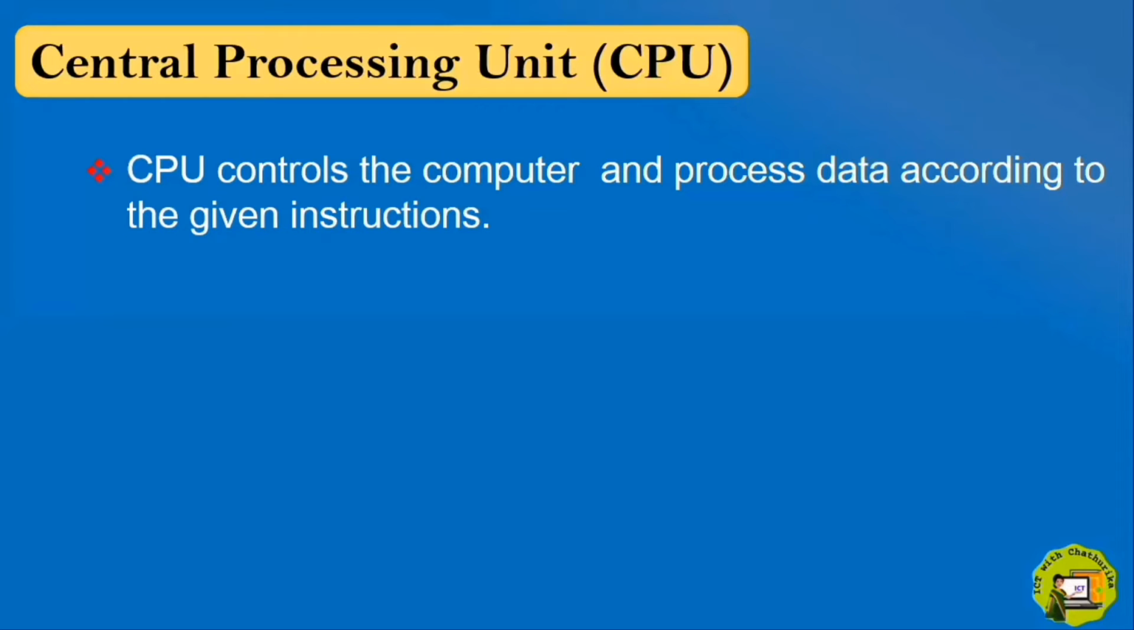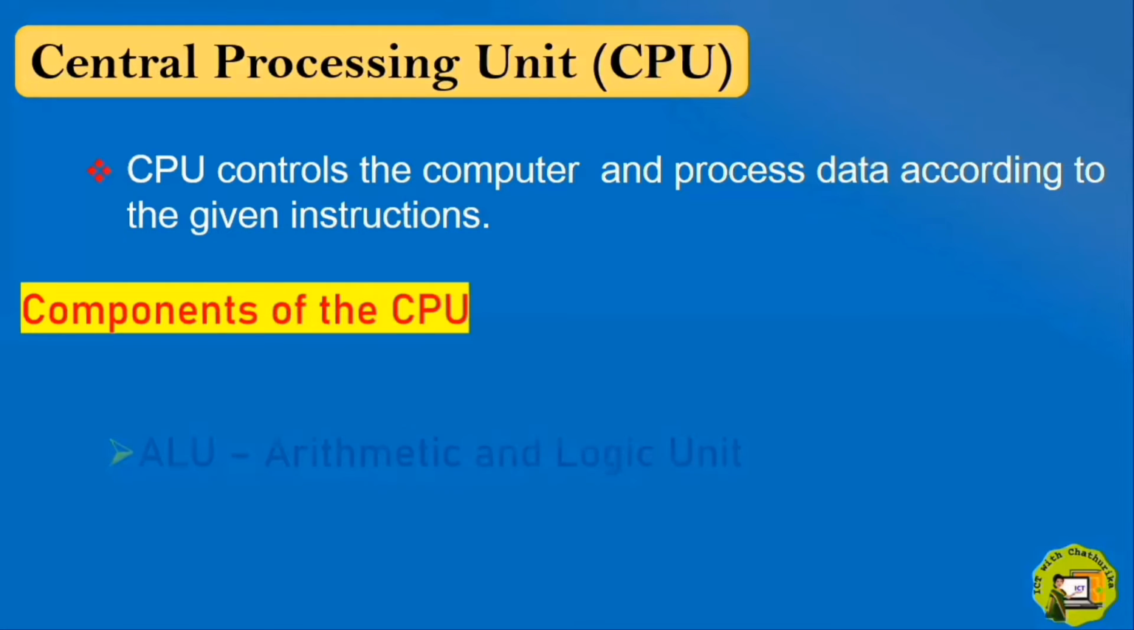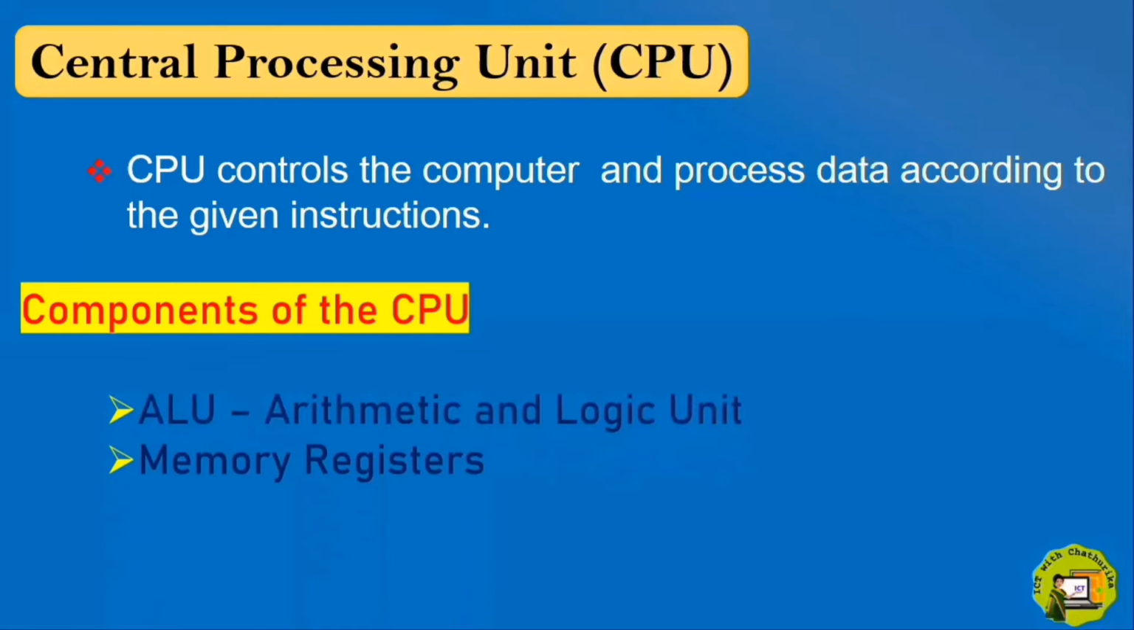There are three components of this CPU. First one is ALU, Arithmetic and Logic Unit, Memory Registers, and CU, Control Unit. So these are the components of the CPU.